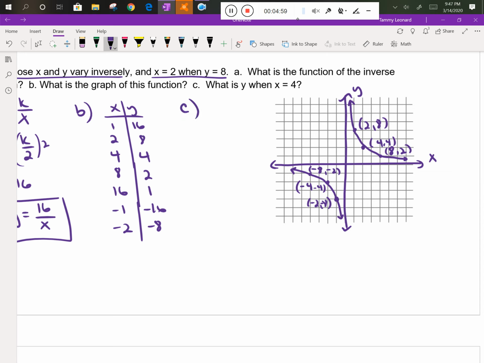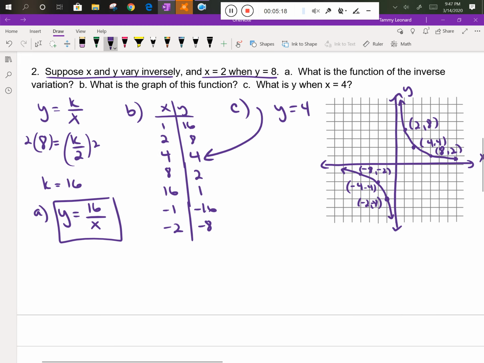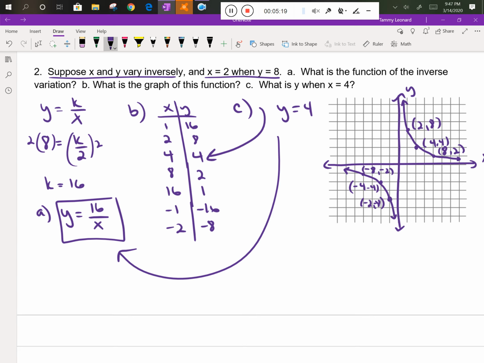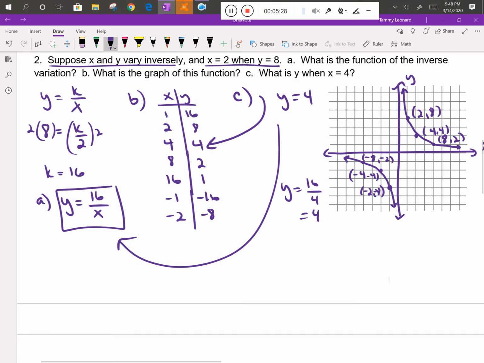And then C asks us, what is y when x is 4? Now, we actually already have this because notice the answer to this is right here. y equals 4 when x equals 4. We could get that information by looking at the graph. We could get that information by looking at the table. If we didn't have either of those things, we could plug back into this equation over here. We could say, well, what's y when x is 4? And we could conclude that it was 4, but we can tell from the work that we've done already.